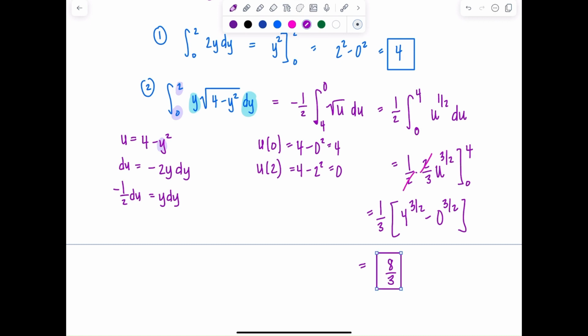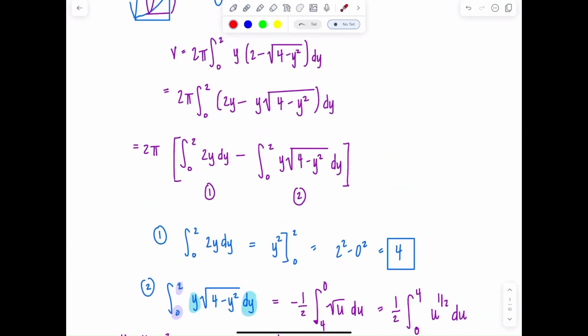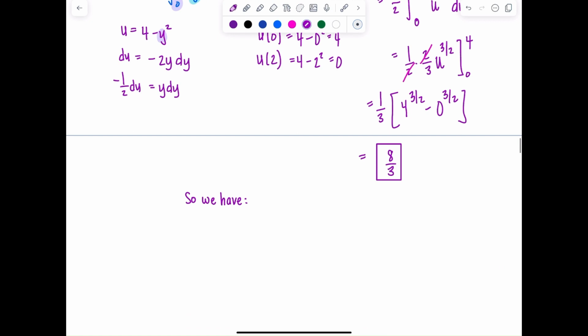Okay, see, nothing traumatizing. So altogether we have 4 minus 8/3 times 2 pi. So we have, summary time, 2 pi times 4 minus 8/3. 4 we know is 12/3, minus 8/3 is 4/3, times 2 pi would be 8 pi over 3. That's our final answer, okay?